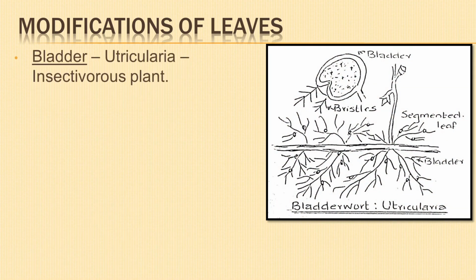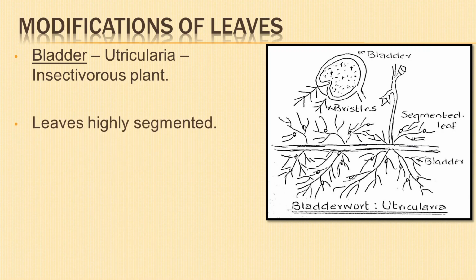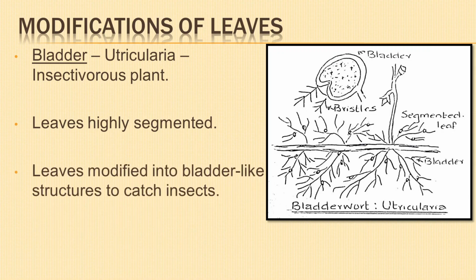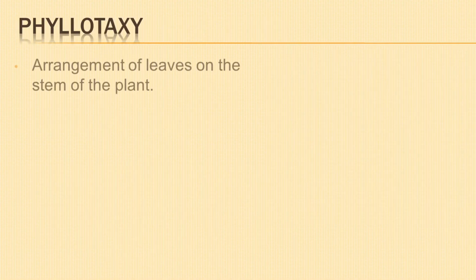Bladder. Utricularia is an insectivorous plant whose leaves are highly segmented and some are modified to form bladder-like structures to catch insects. Next, let us understand the term phyllotaxy.